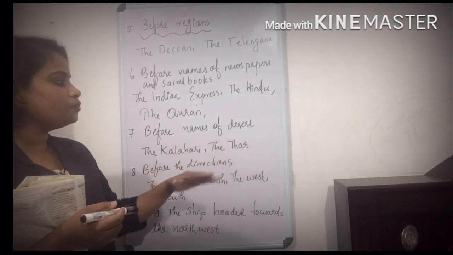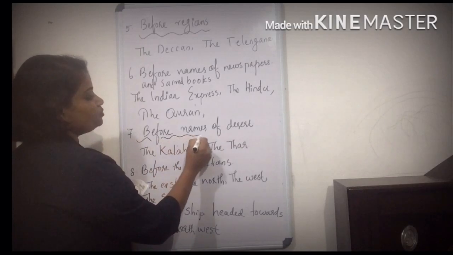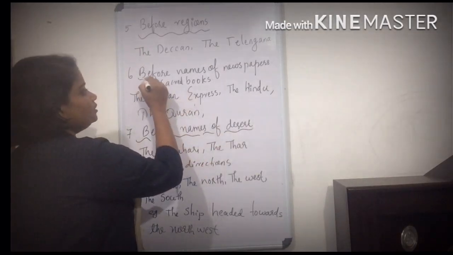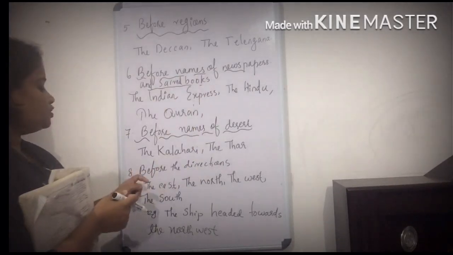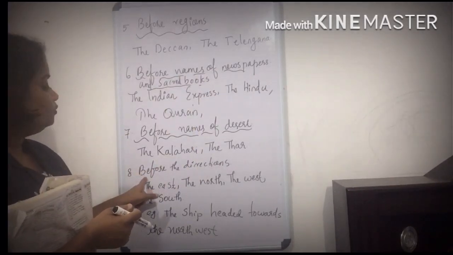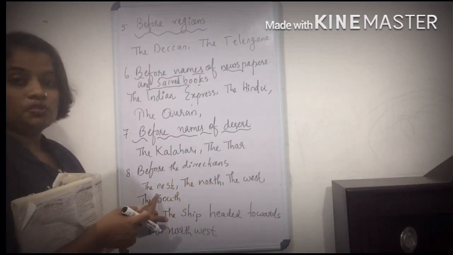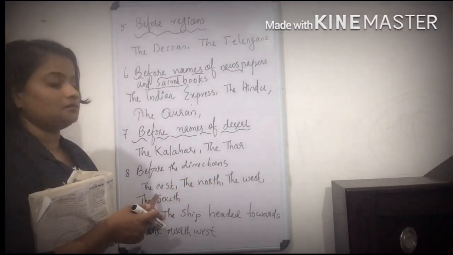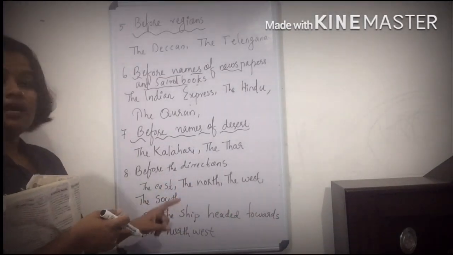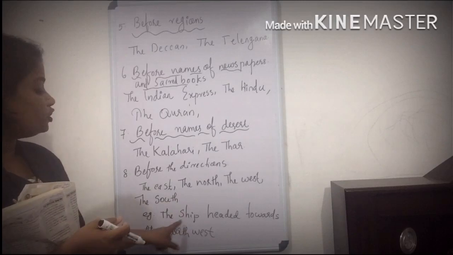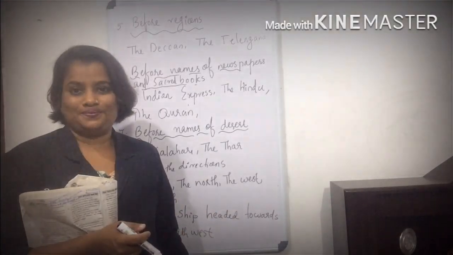Okay, so what do you want to keep in your mind? You need to keep in your mind only the uses where you can use the definite article. Okay, next one is the eighth one, before the directions. Look here, the east, the north, the west, and the south. Okay, I'll give you one example: the ship headed towards the northwest.